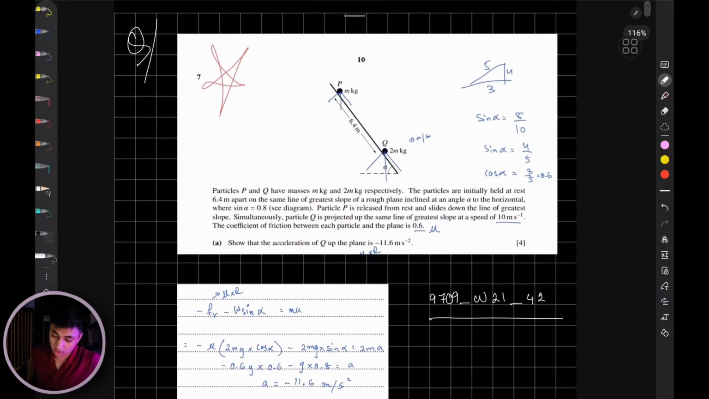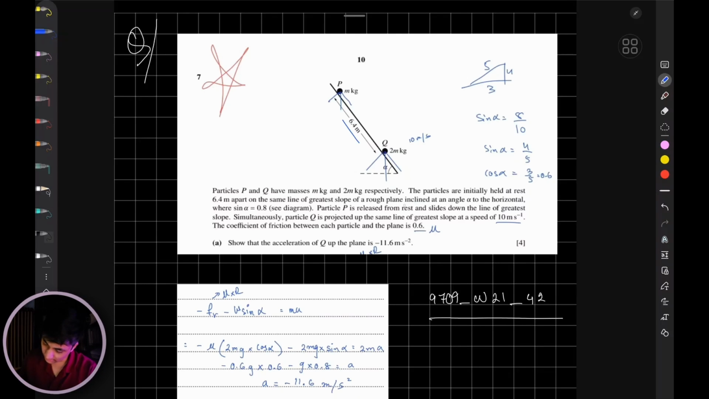This is question 7. It says particles P and Q have masses m and 2m kg respectively. So particle P has mass m, particle Q has mass 2m. The particles are initially held at rest 6.4 meters apart on the same line of greatest slope. So on this slope, they are set apart by a distance of 6.4 meters.